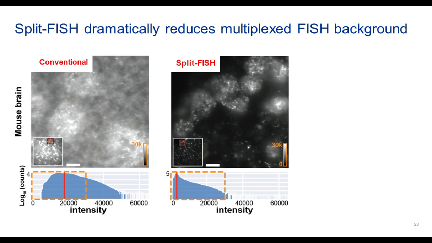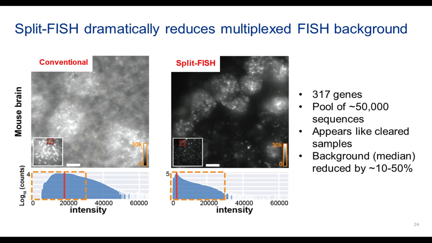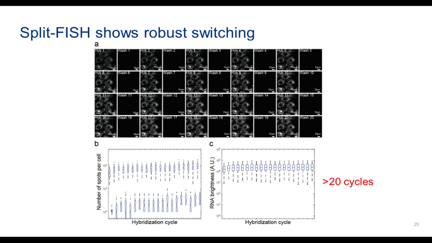From here, you can see on the left is when we stain with the conventional scheme where the probes are not paired, and on the right is when we stain with the SplitFISH scheme. So you see this reduction in background all around, and now the location of all the RNA is much clearer. The sample almost looked like we had cleared away all the background.